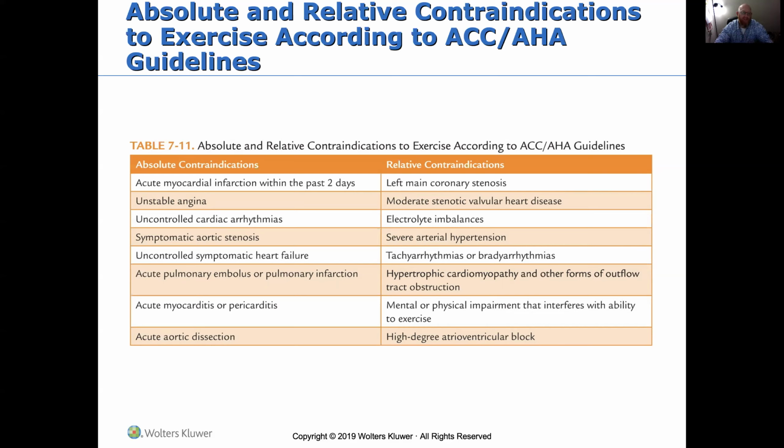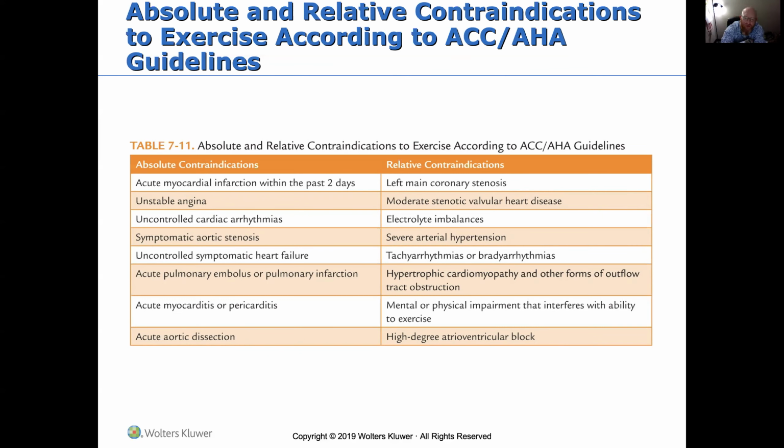Some absolute contraindications: if someone had a heart attack within the past 2 days, well, they're probably not going to be in the mood to just jump up and do a lot of exercise. Unstable angina, which is chest pain that is not able to be really controlled. Cardiac arrhythmias that are uncontrolled. Aortic stenosis, uncontrolled symptomatic heart failure, acute myocarditis, or pericarditis. Those are all listed there.